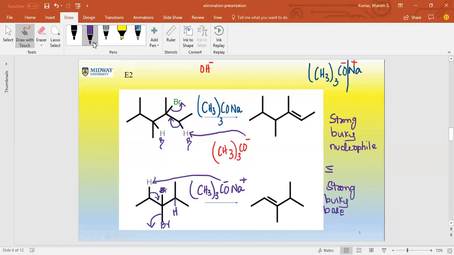But in this case, this is a strong, bulky nucleophile in terms of E2. And I said in my introductory thing for E1, E2 that a strong, bulky nucleophile favors E2, especially if the substrate is a tertiary carbon substrate. Okay. So that's all I had to say about E1 and E2.